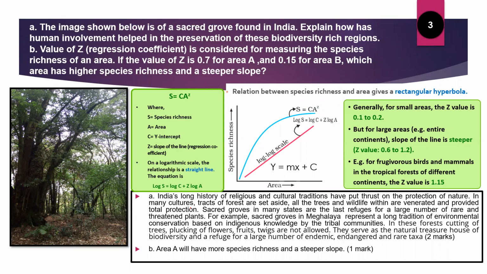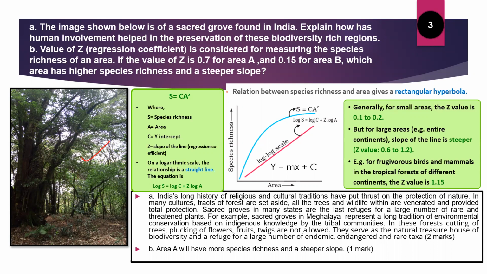So the image which you see here represents a sacred grove. Okay. It's a way of conserving biodiversity. It's a way to protect nature. Okay. So if you happen to visit Northeast India, there's a state called Meghalaya, and sacred groves are a great tourist attraction.